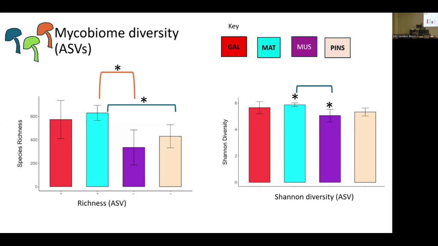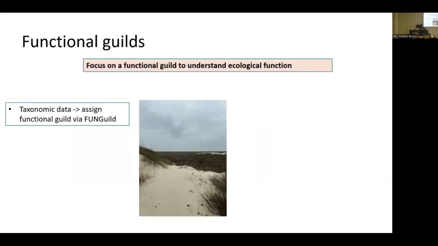But we want to focus on ectomycorrhizae, right? Like just one specific type of fungi. But our molecular marker kind of targets lots of fungi. So to do that, we had to look at functional guilds. I had to ask myself, okay, I have taxonomic data, let me assign some functional guilds. So I used FunGuild. So I'm focusing on the actual guild to understand the ecological function.